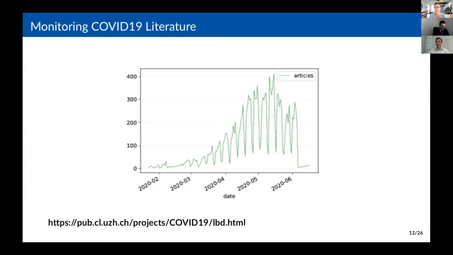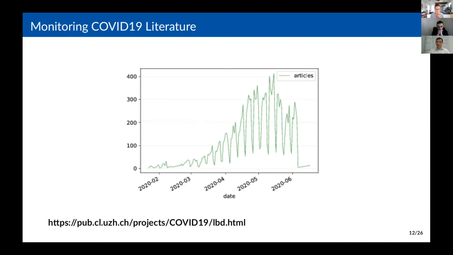Recently, we also, just of interest, processed literature related to COVID-19, and you can see a graph that shows the number of publications related to COVID-19 in recent years. I commented on this this morning in the COVID-19 session to which I was invited. And again, you can find more information at the link at the bottom of the page.